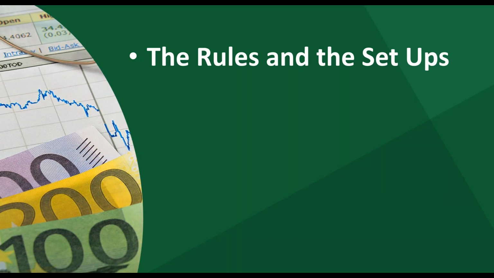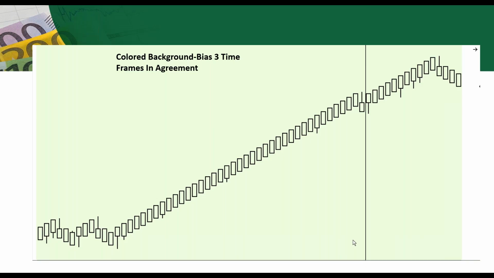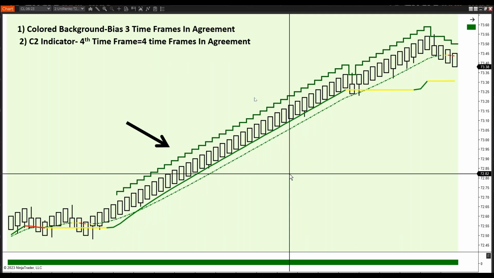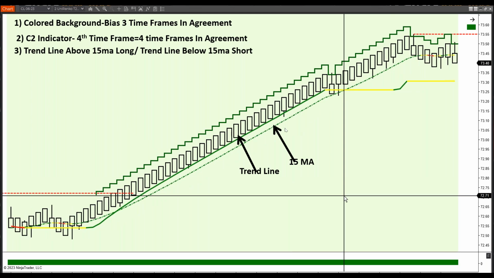So the money flow tracker, the rules and the setups. So the first rule is we want 3 timeframes in agreement. So we need the colored background, either green or dark pink. The next rule is we definitely want to trade only with the 4th time frame, so the C2 indicator. The next rule would be we have a solid line and a dot dash line. We want the solid line above the dot dash line going up and below going down.